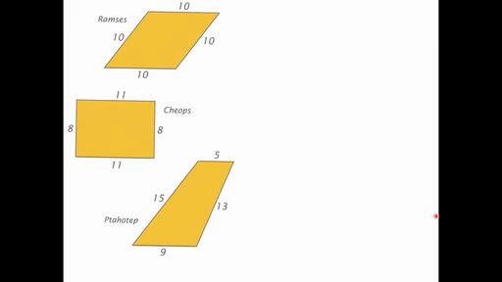So here are 3 plots of land from ancient Egypt: Ramses, Cheops, and Ptahhotep. So using the quadrilateral formula the Egyptians had, let's try to calculate these 3 areas. Can we do it in our head? Ramses, 10 plus 10, 20. 10 plus 10, 20.